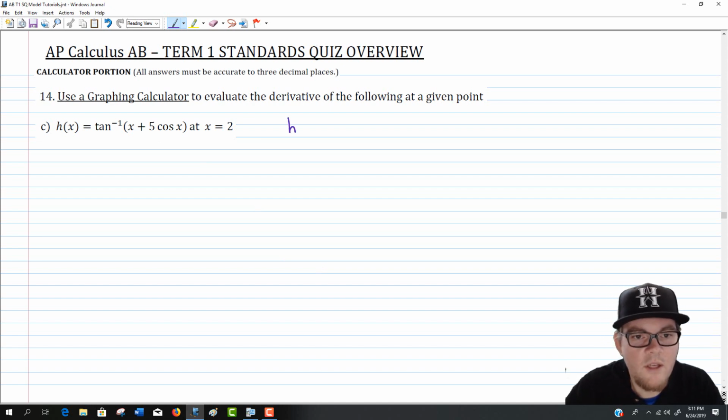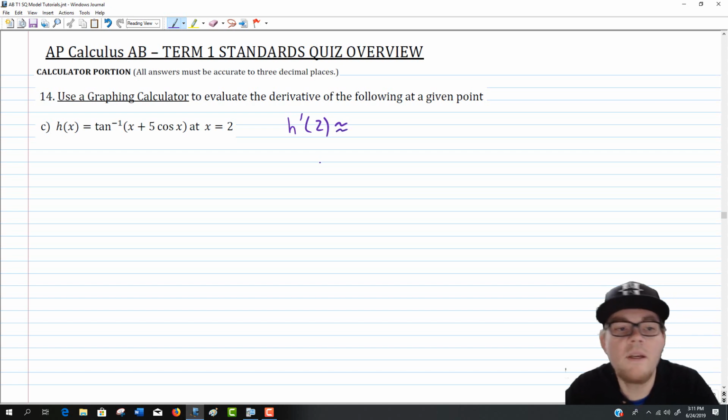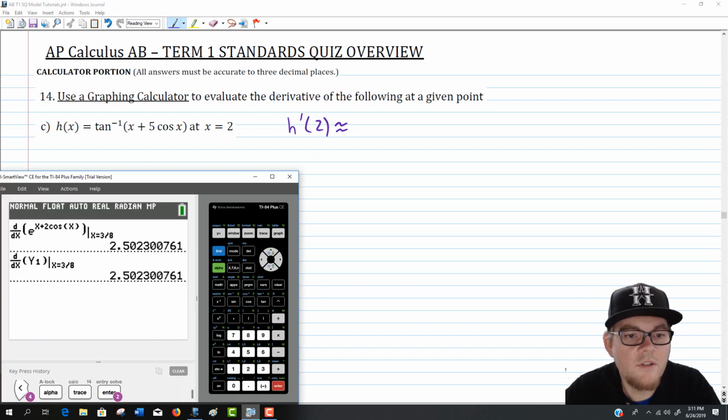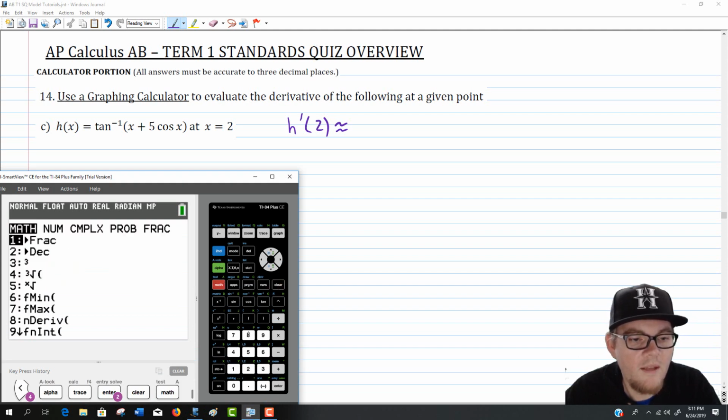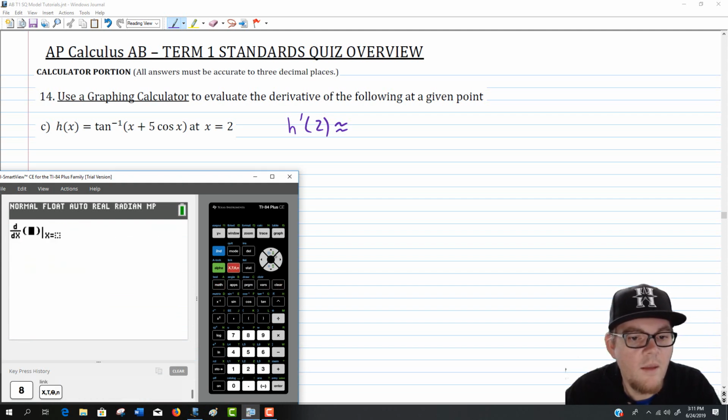Well, in a sense, just from reading the question, we're going to be looking for h prime of 2 to figure out what that value is. Now for this one, I'm just going to punch it in. I'm going to go as quickly as possible here. I'm going to go to math 8. That's my personal favorite. Math 8, I want to put in the function itself. I don't want to have to type it into anything anywhere else.